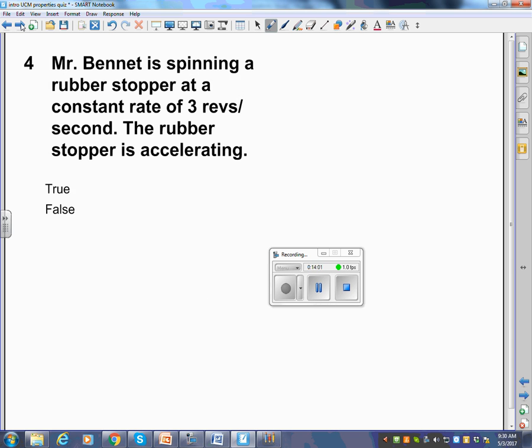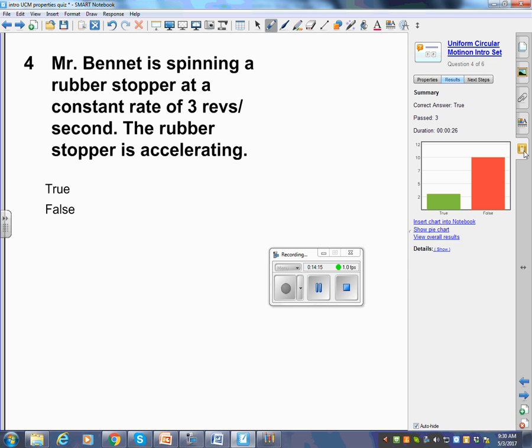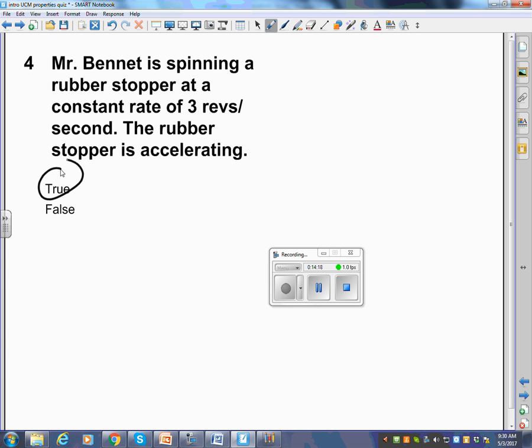Mr. Bennett is spinning a rubber stopper at a constant rate of 3 revolutions per second, like so. The rubber stopper is accelerating. True or false? True. Why is it accelerating when I stand and swing a rubber stopper in a circle above my head?